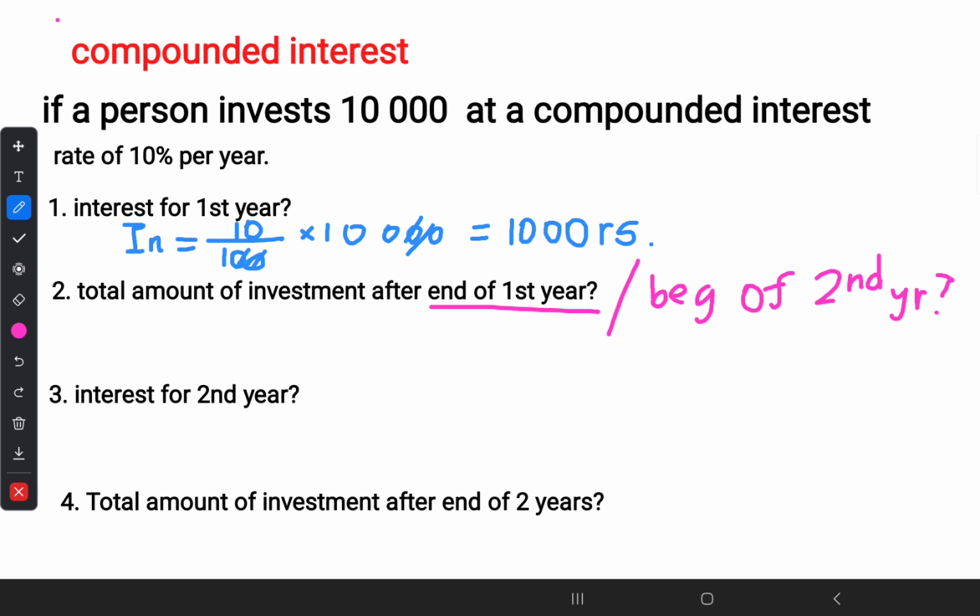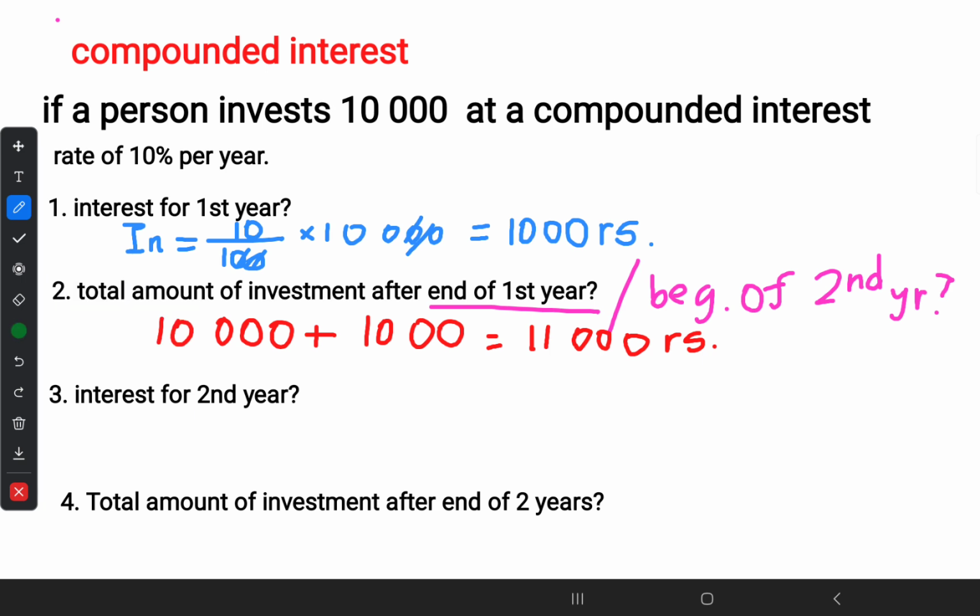Total amount of investment after the end of the first year or beginning of the second year. What is the amount? Initially he invested 10,000 rupees in the bank, and at the end of one year he received another 1,000 rupees as interest. So both together will be considered as the investment at the end of the first year. So 11,000 rupees is the amount considered as the investment after the end of the first year or beginning of the second year.